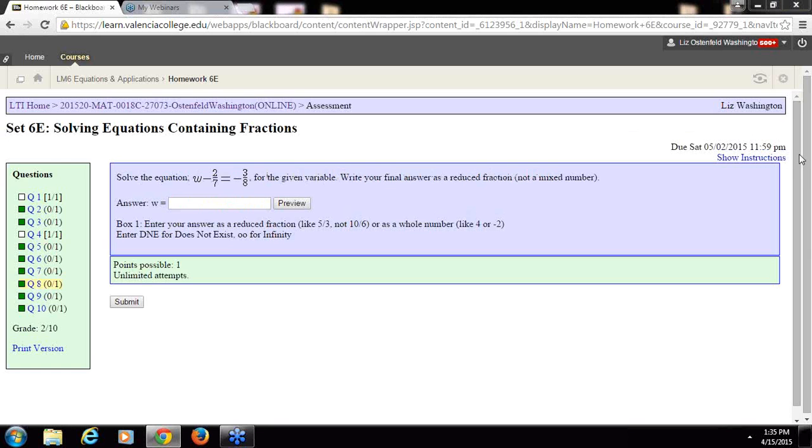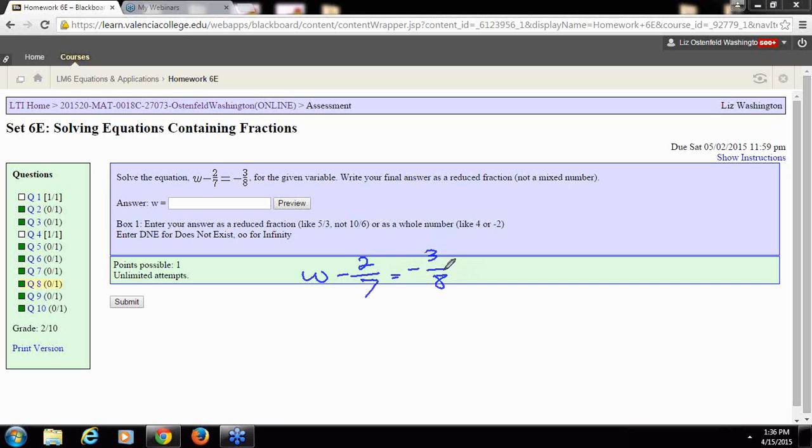Okay, so here we go. Let me change my color. I have W minus 2 over 7 equals negative 3 over 8. That's kind of sloppy. Let me do that one more time. Erase. Okay, W minus 2 over 7 equals negative 3 over 8.